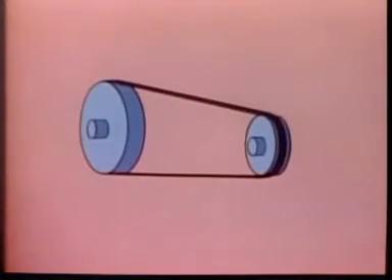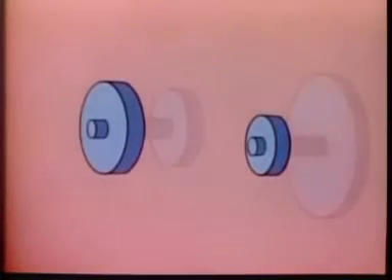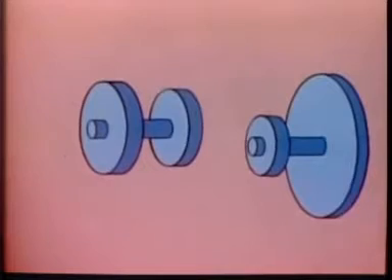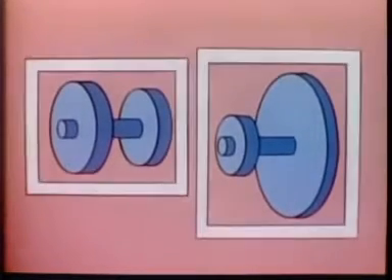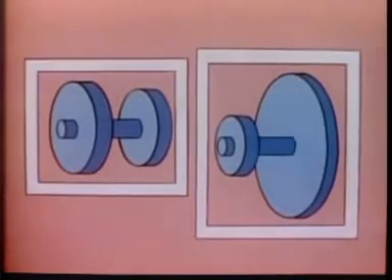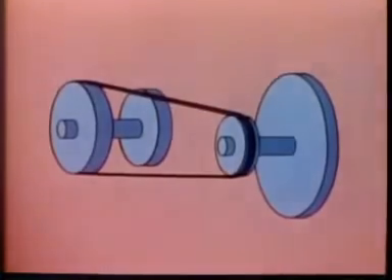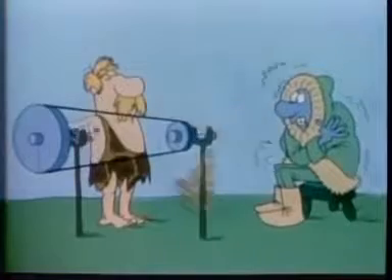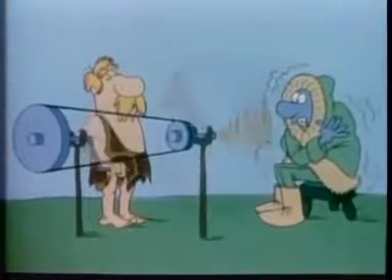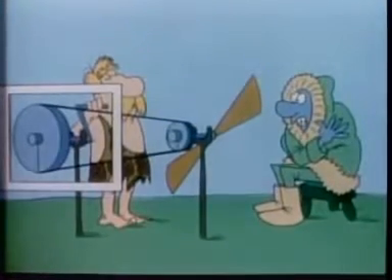But you don't often find just 2 wheels belted together. Usually each wheel is on an axle with another wheel, so each one is really part of a separate wheel and axle machine. When these 2 machines are connected by a belt, there are really 3 wheel and axle machines working together. This is one, 2 wheels on the same axle.